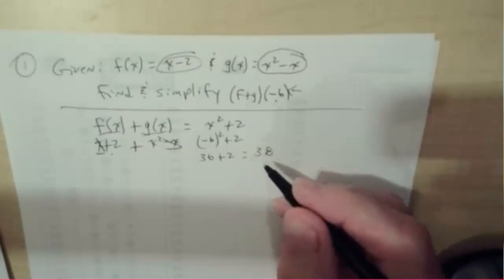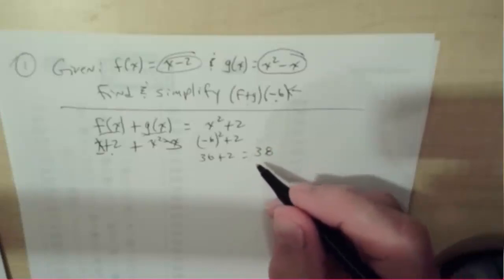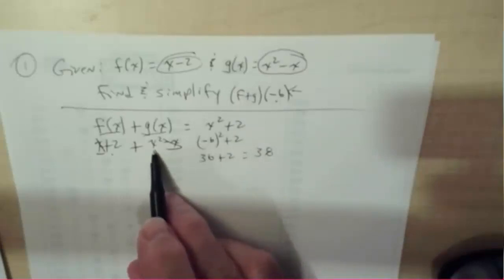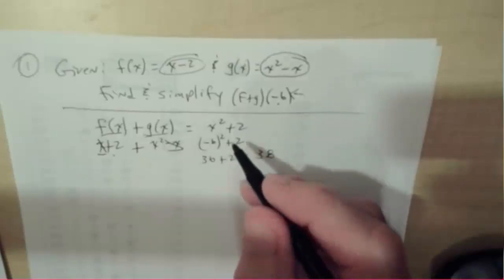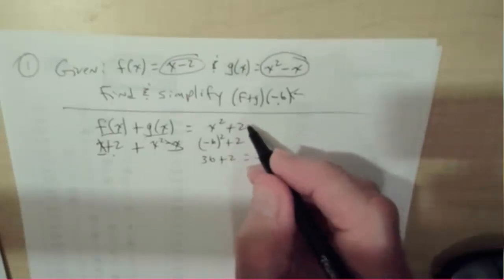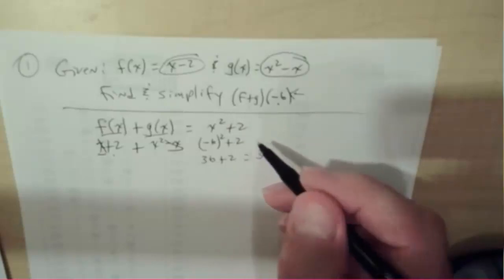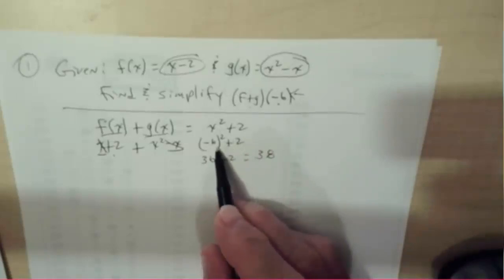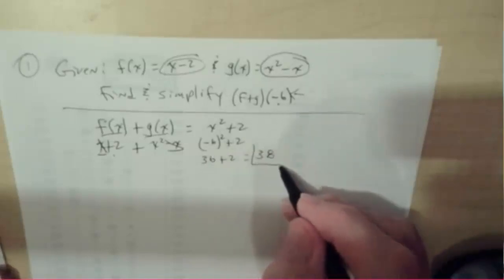I think. Oh, you know what? I wrote down the wrong thing. It's x squared. Anyway, you get the idea. I think maybe my addition got away from me here. Well, anyway, you get the idea.